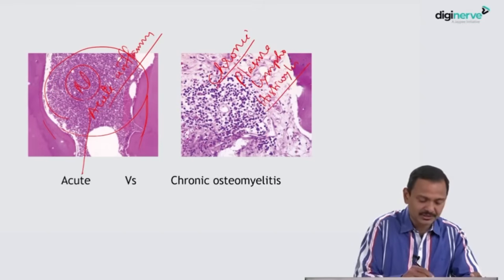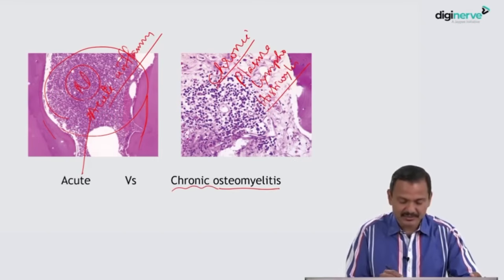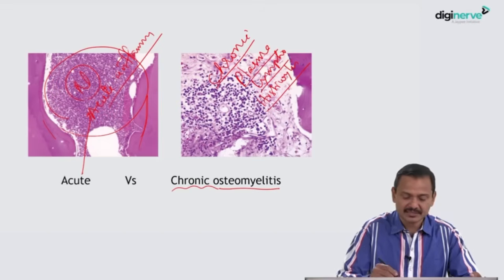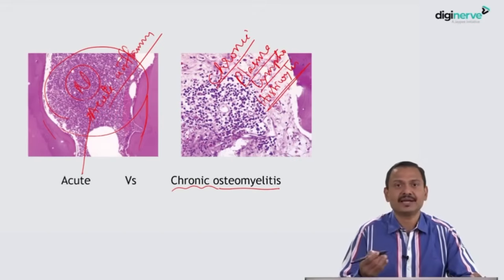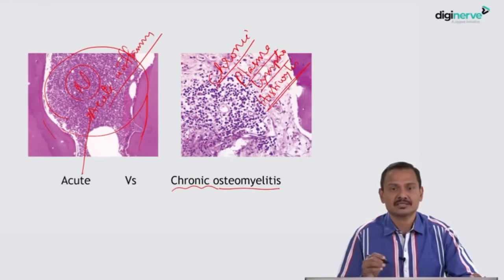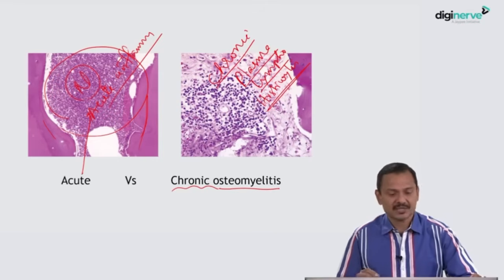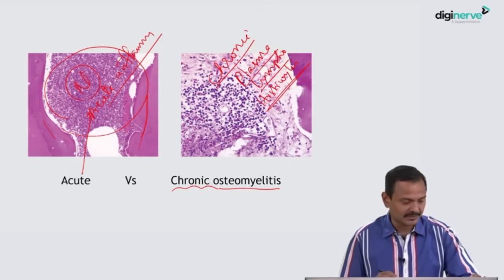So in acute inflammation you will find neutrophils, whereas in chronic osteomyelitis you will find plasma cells, lymphocytes as well as histiocytes. In addition to that, we will find dead bone as well as new bone formation, that is called involucrum. Okay, so that was about acute and chronic, how they will look. Now let's discuss what will be the clinical features of osteomyelitis.